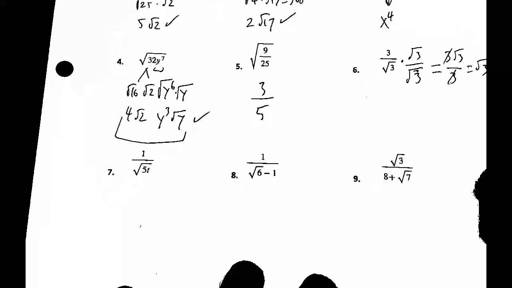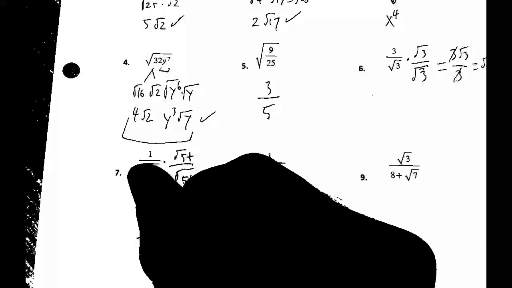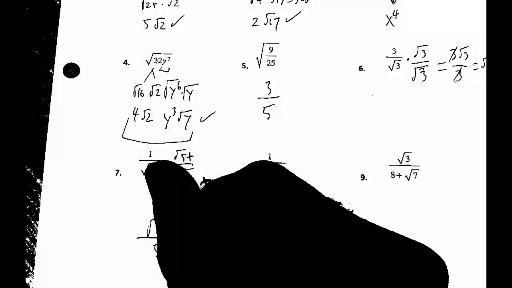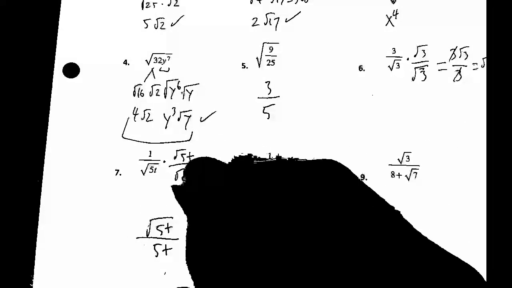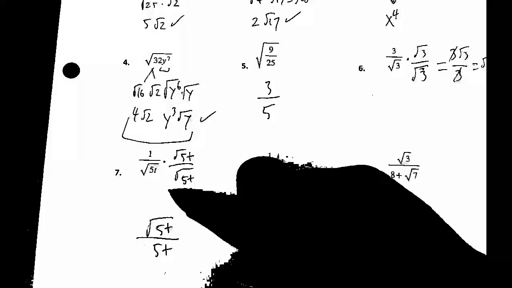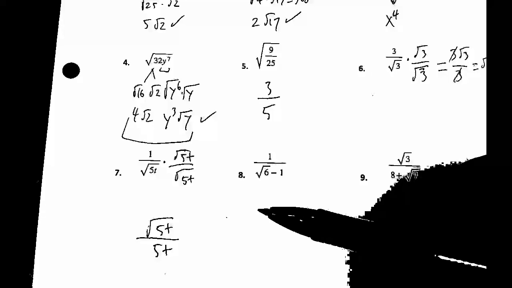Okay, 1 over root 5t, same idea. Just multiply by root 5t over root 5t. That means that you just have root 5t over 5t. That's it. When you multiply two roots, you just get the inside of that root. Okay, root 5t times 1 is just root 5t.